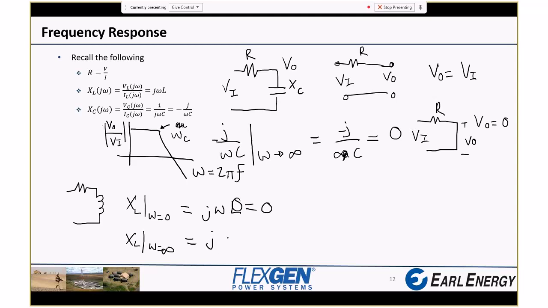At infinity, the L stays constant. Omega went to 0. At infinity, you get j infinity L. Infinity times a number is infinity. So at high frequencies, the inductor looks like an open circuit. And at low frequencies, it looks like a short circuit. So just by analogy to this discussion up here, this ends up being a high-pass filter, where the output voltage comes through sort of unharmed at high frequencies and is attenuated at low frequencies.